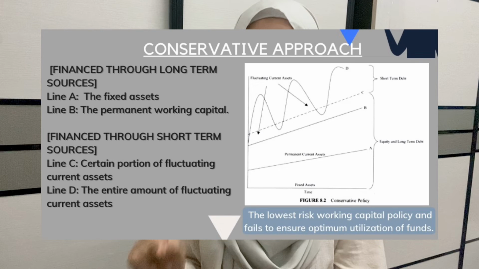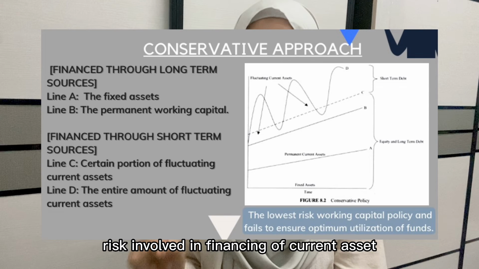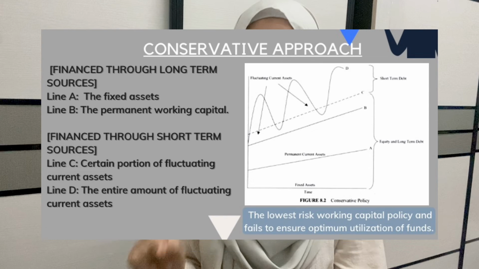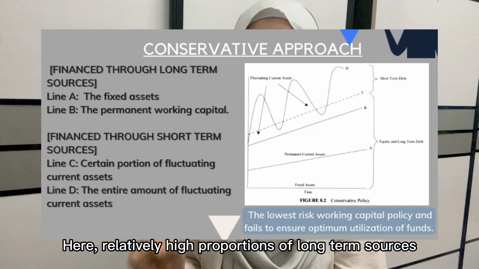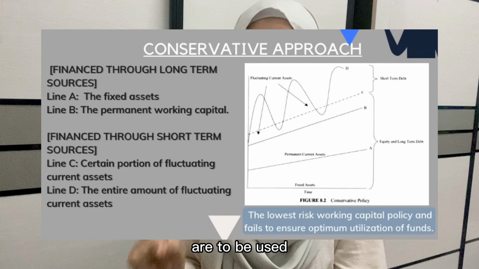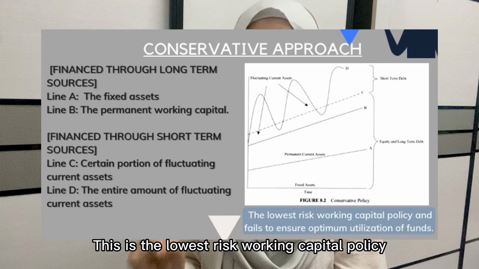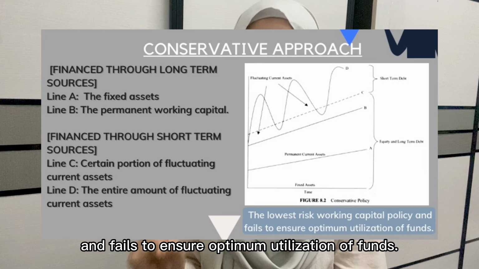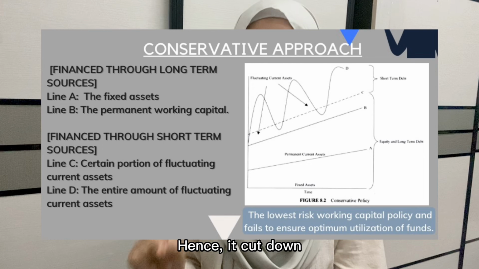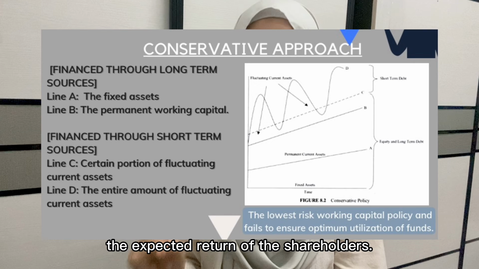Next is the conservative approach. As the name suggests, this policy tries to avoid the risk involved in financing of current asset. Here, relatively high proportions of long-term sources are used for financing current asset. The firm not only matches the current asset with current liabilities, but also keeps some excess amount to meet any uncertainty. This is the lowest risk working capital policy and fails to ensure optimum utilization of funds. Hence, it cuts down the expected returns of the shareholders.